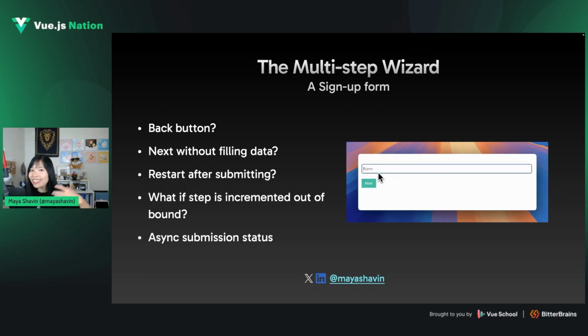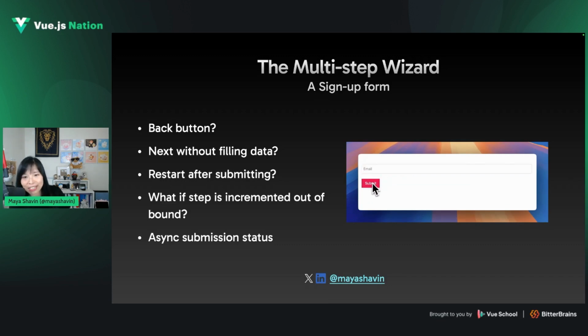However, once you launch the product, the product owner will come to you and say, "Hey, you know what? The user just came to me and said, I want to go back." And what happens if the user clicks next without filling in any data? I'm supposed to be blocked from doing that. And then maybe when the user finishes and the form is submitted, he wants to restart. How are we going to restart the whole form wizard without refreshing the whole page or the whole view?